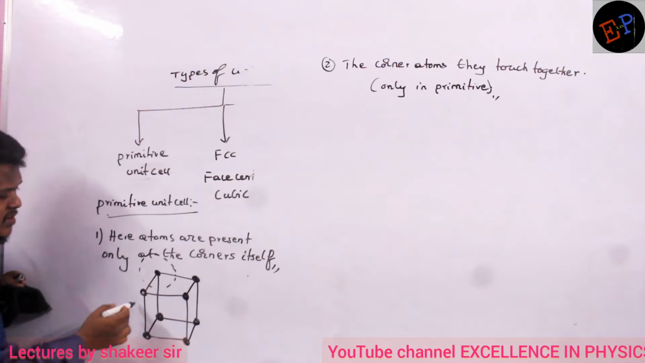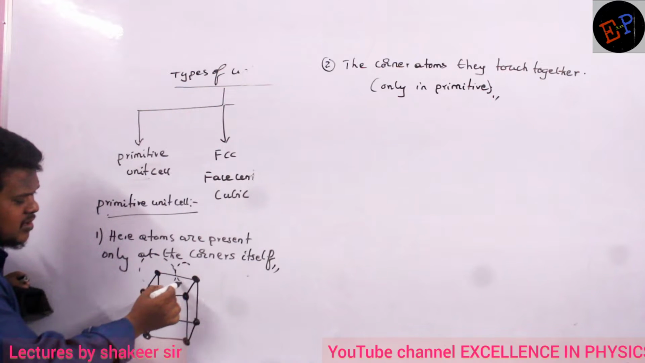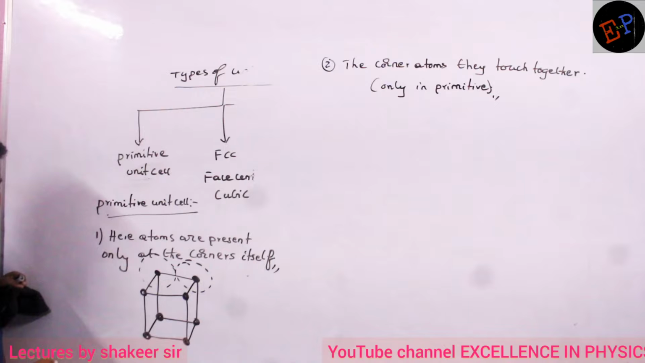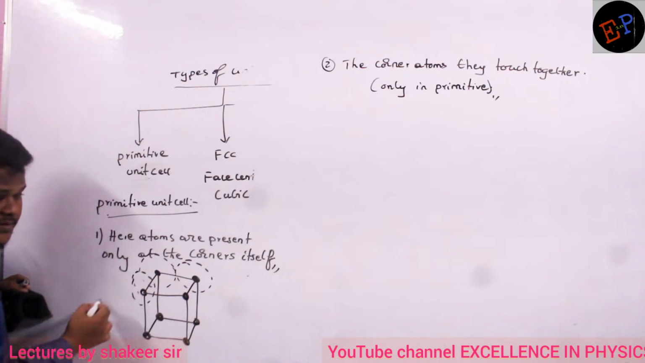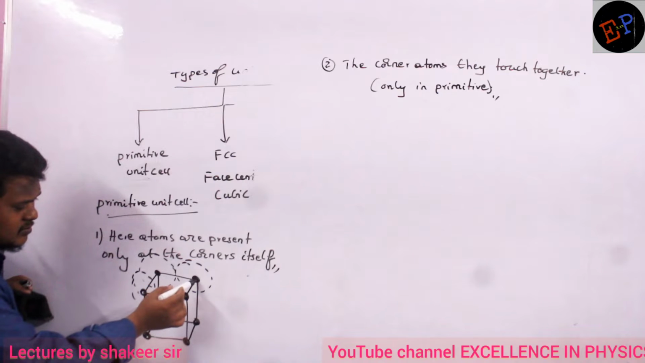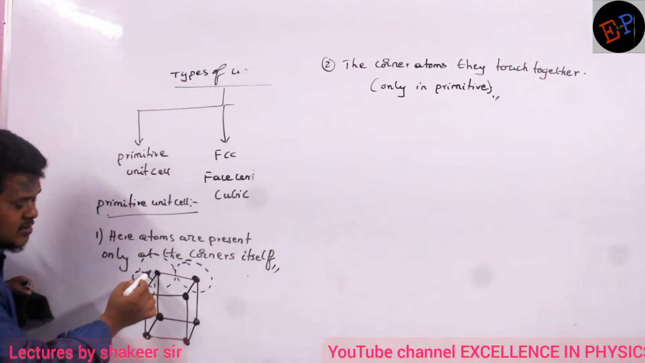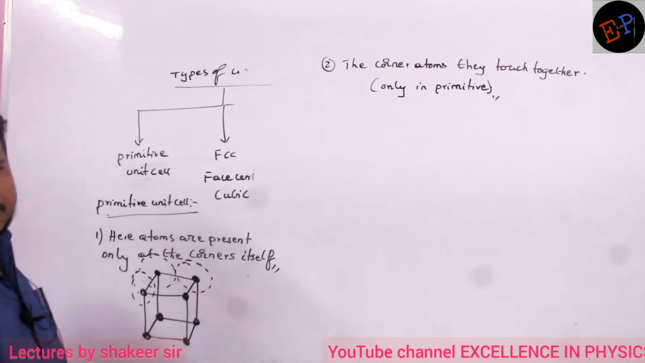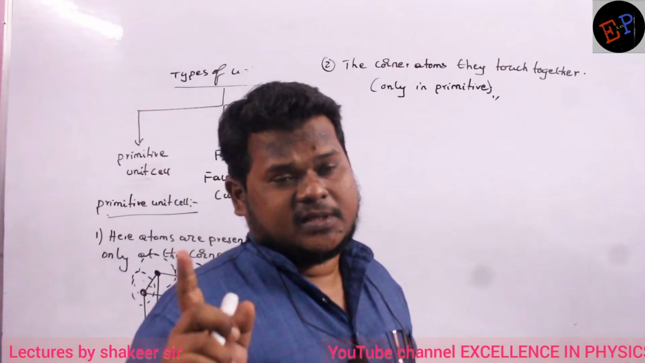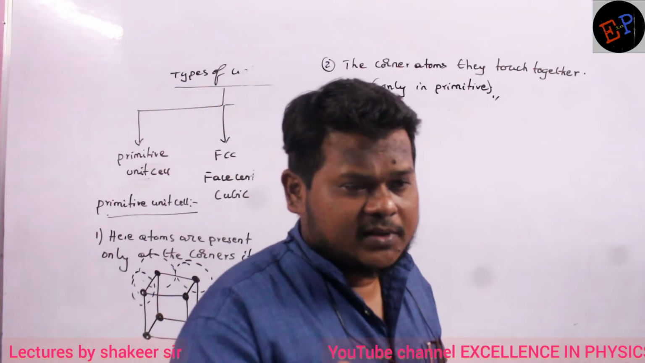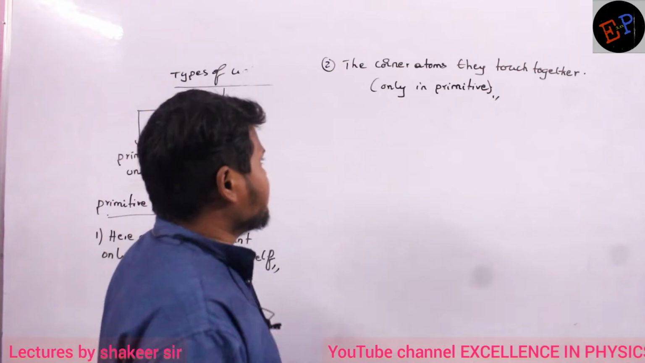Are you able to understand? So this atom is in contact with the next atom. Similarly, this atom is in contact with the next atom like this. It means the atoms which are present at the corners will be touching each other. And this is the property of only the primitive cell. In other cells, corner atoms will never touch each other. Are you able to understand, ma?